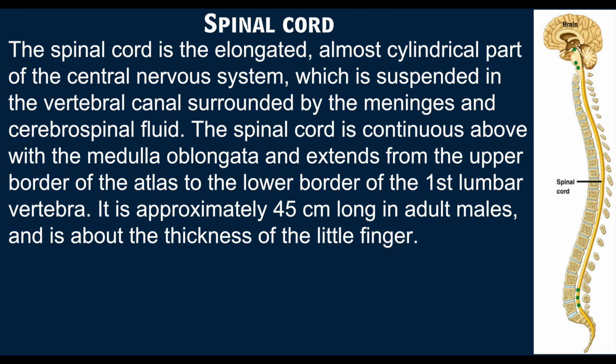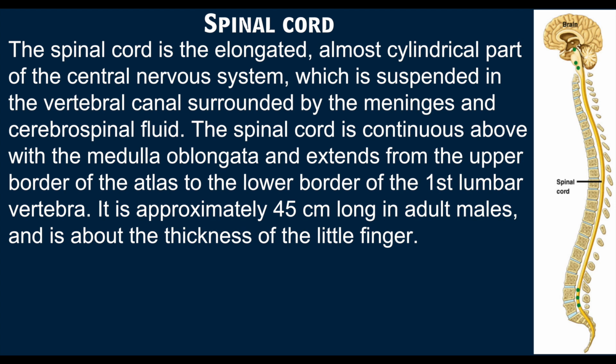The spinal cord is a thin column of nerves, elongated and almost cylindrical, leading from the brain to the vertebral canal, surrounded by the meninges and cerebrospinal fluid. It is continuous above with the medulla oblongata and extends from the upper border of the atlas to the lower border of the first lumbar vertebra. It is approximately 45 cm long in adult males and is about the thickness of the little finger.